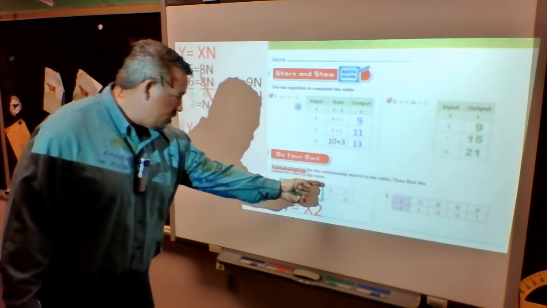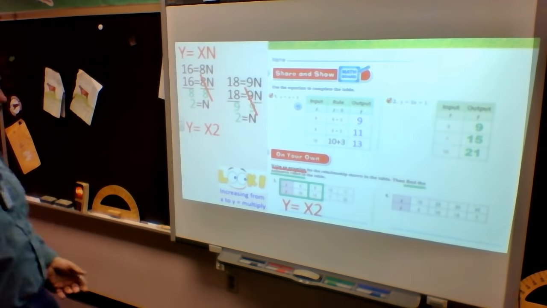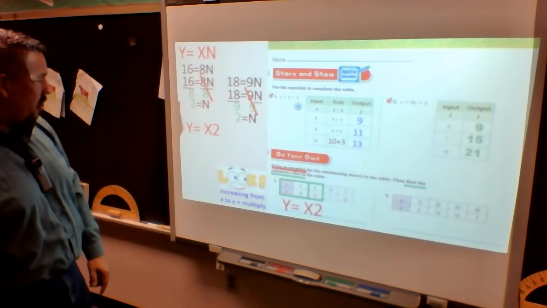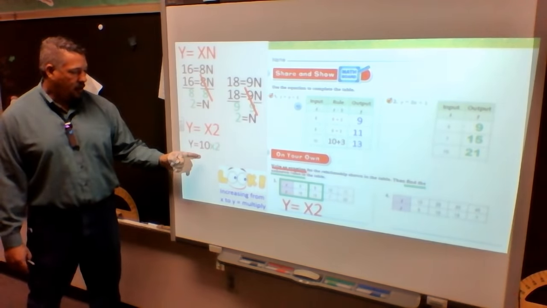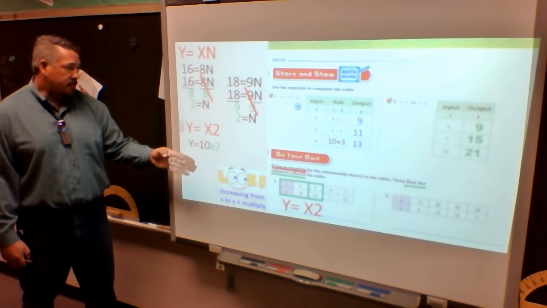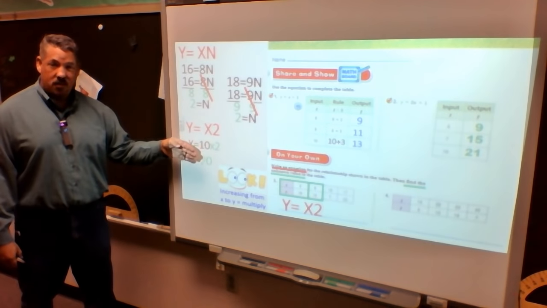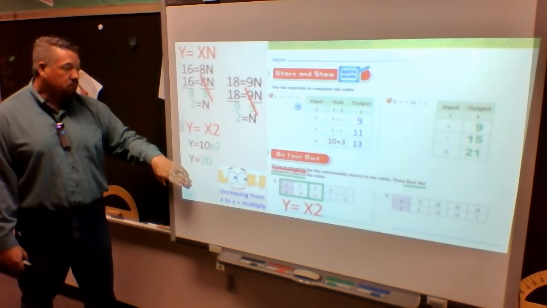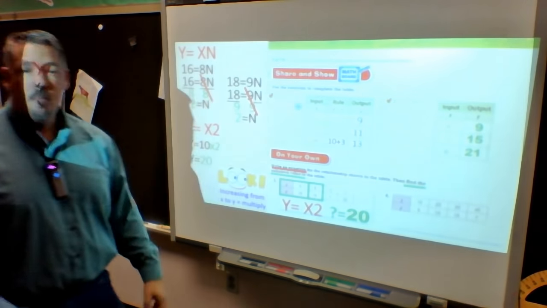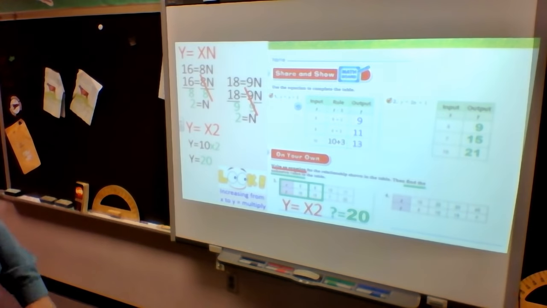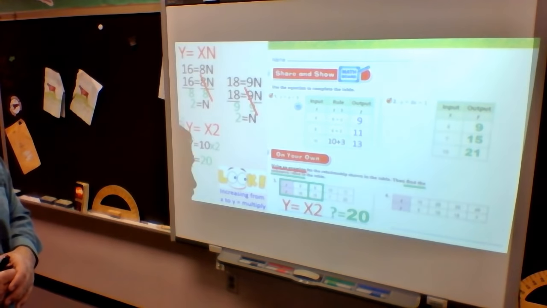And then I have to solve if my input is 10. So if my input is 10, it says find the unknown value, then I just plug it in. y is equal to 10 times 2. Well, 10 times 2 is what? 10 times 2 is 20. So if my input is 10, my output is 20? Yep, because that's my rule. So I know that my question mark, my missing number, is 20. I want you to try number 4 on your own and then come back.